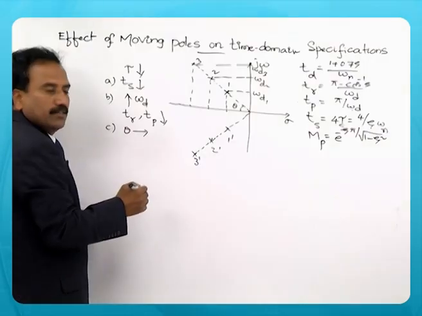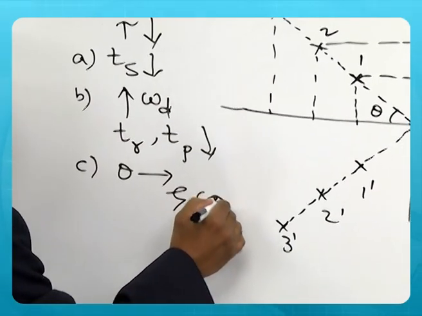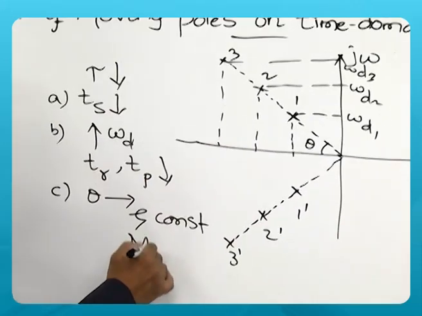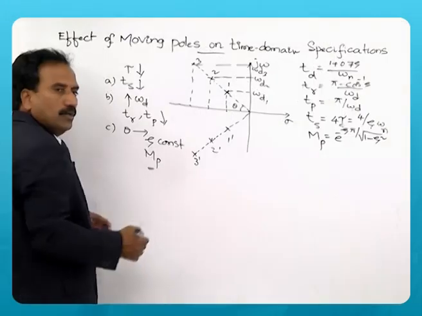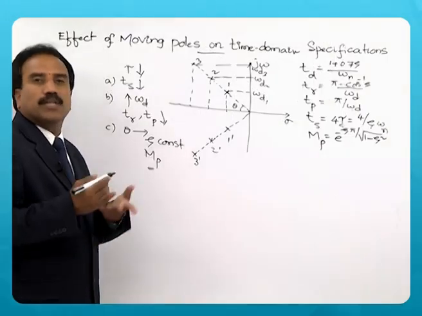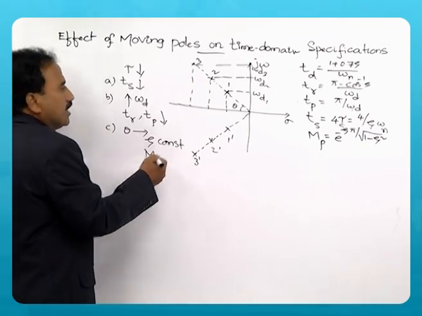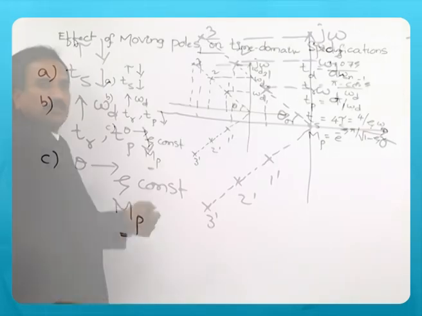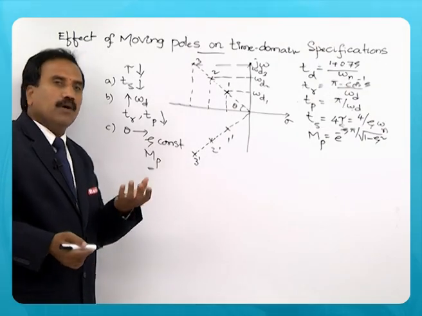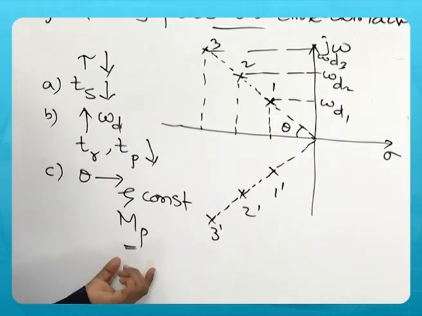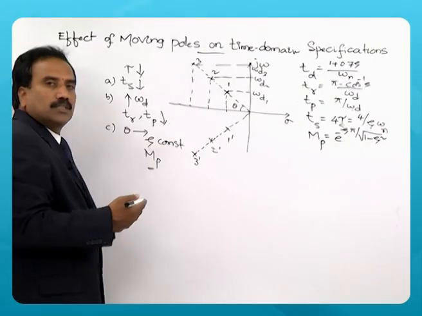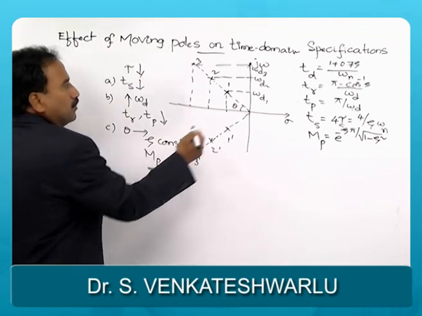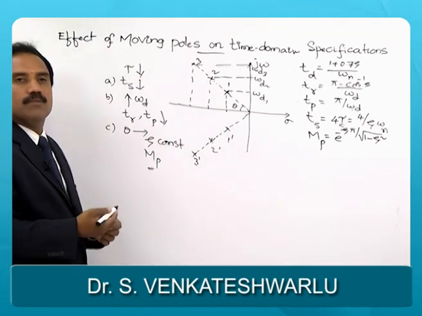Theta is constant, which means zeta is also constant. Zeta is constant, so there is no effect on the peak overshoot. It remains the same, whether the poles are here or here or here. So there is no change from the stability point of view when the poles are moving with some inclination.